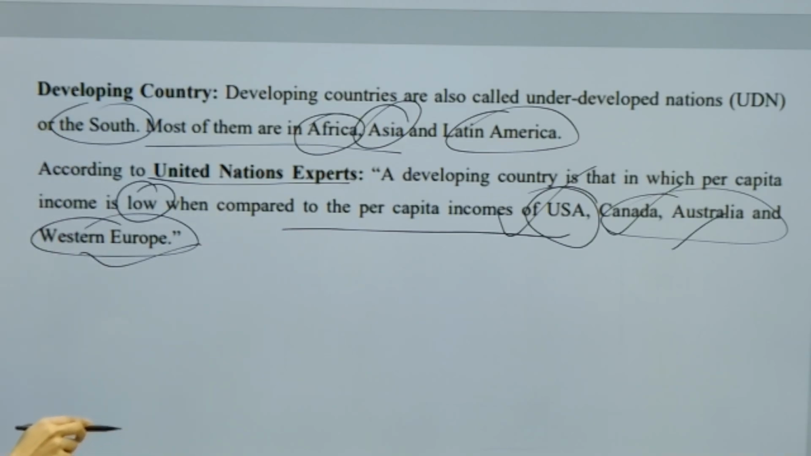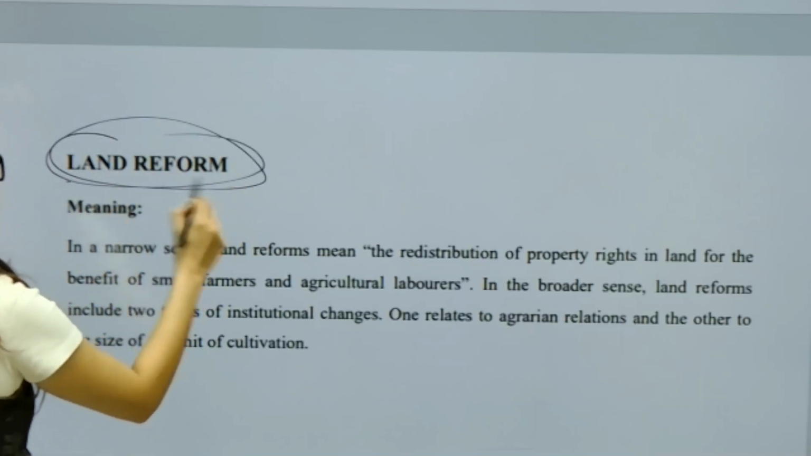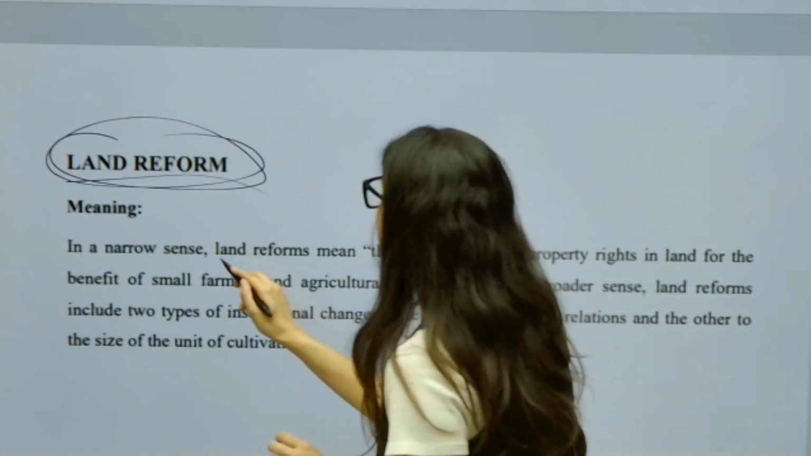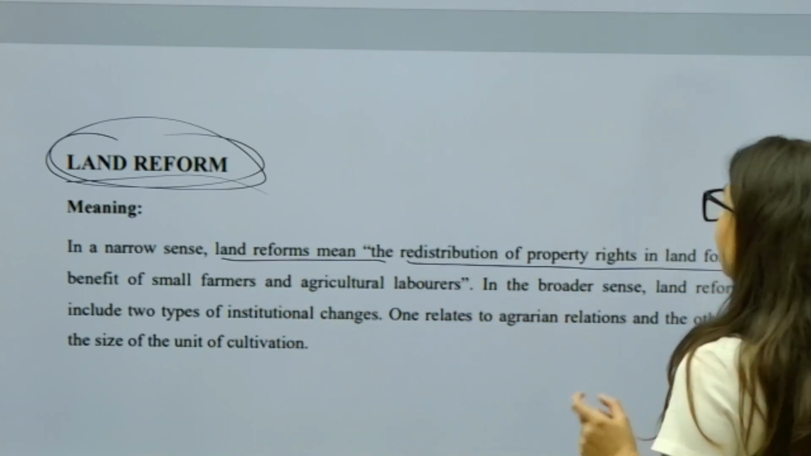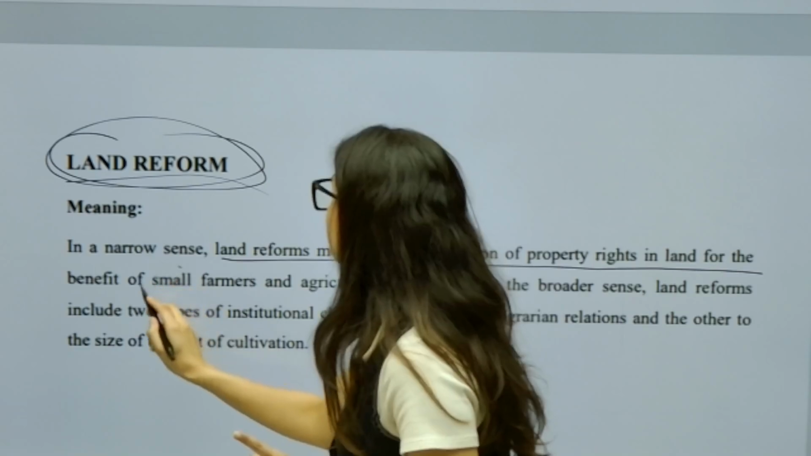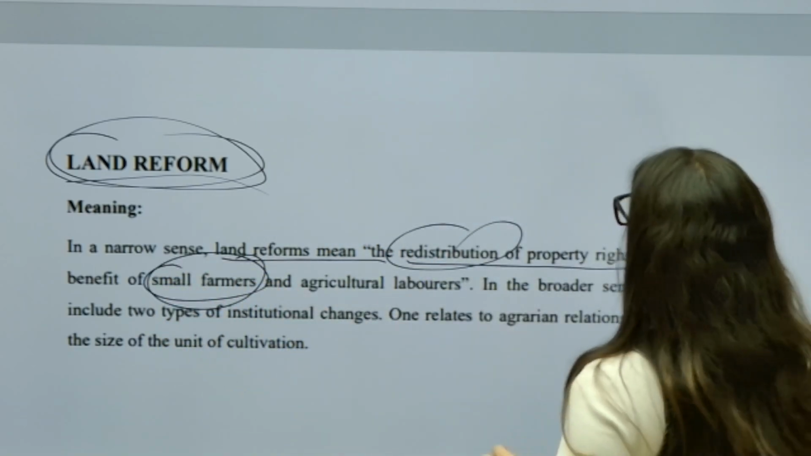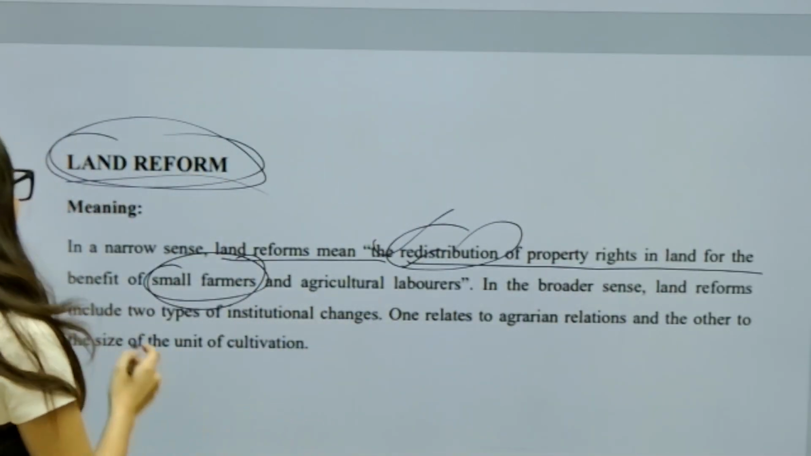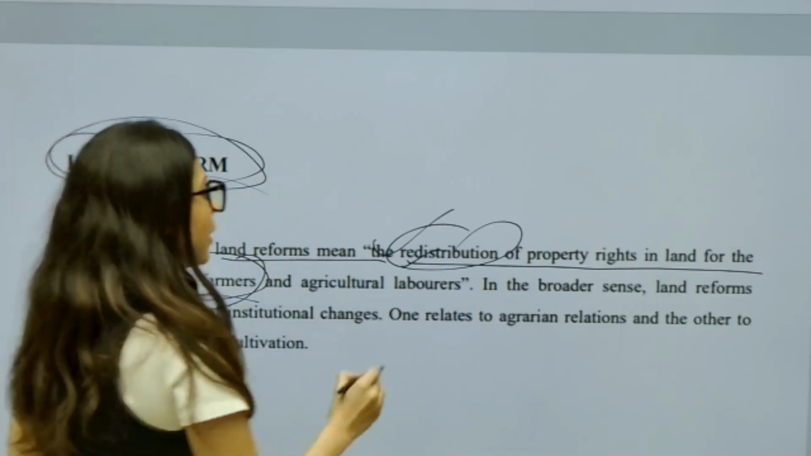Now let's talk about topic number one, land reforms. What were land reforms and why were they introduced? In the narrow sense, land reforms means redistribution of property rights in land for the benefit of smaller farmers. What are we doing? We are distributing land. We are dividing land so that small farmers and agricultural laborers can get the benefit of it.